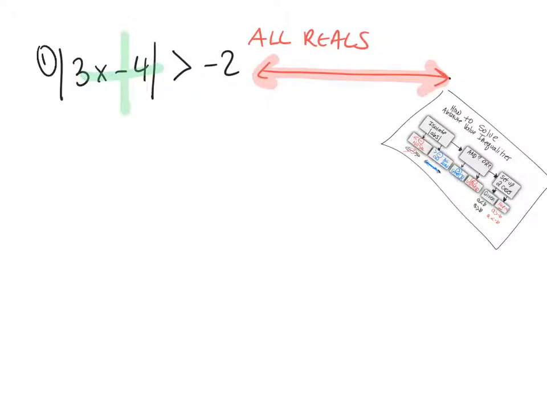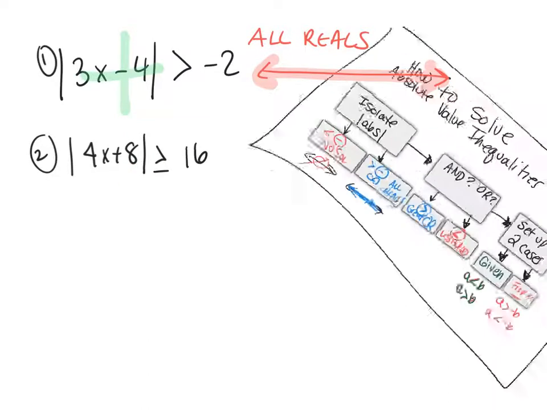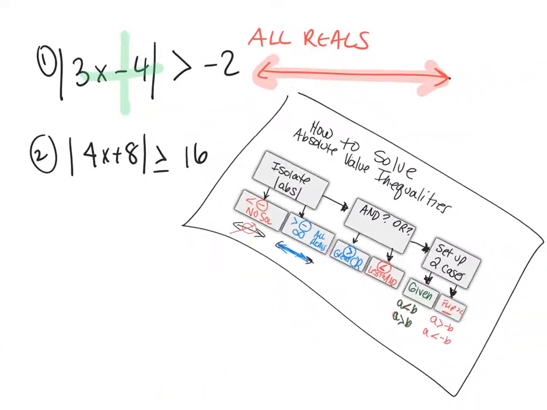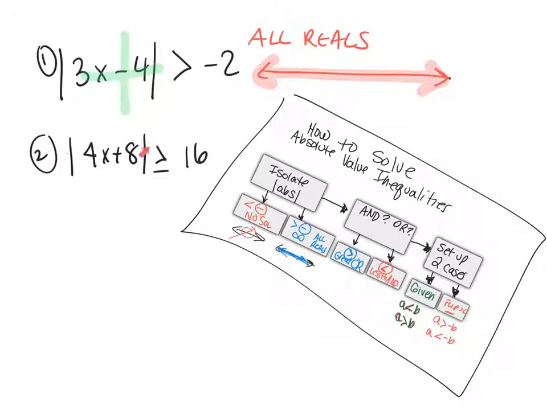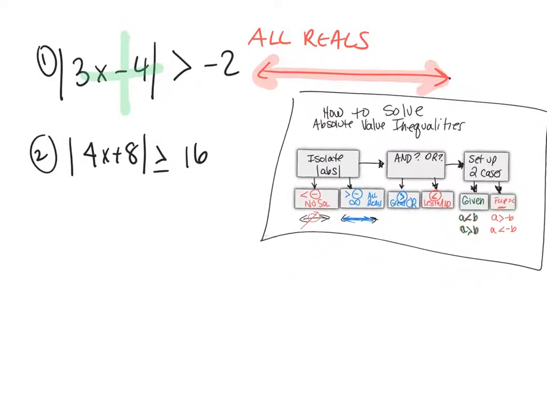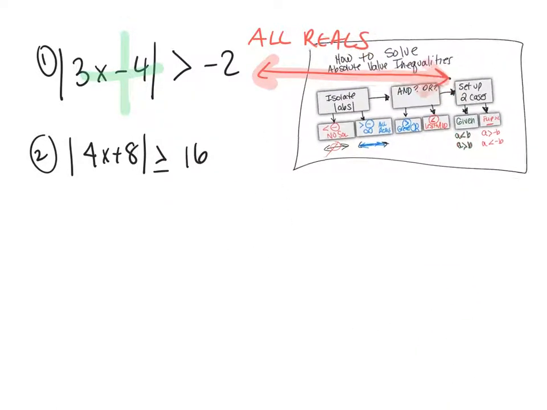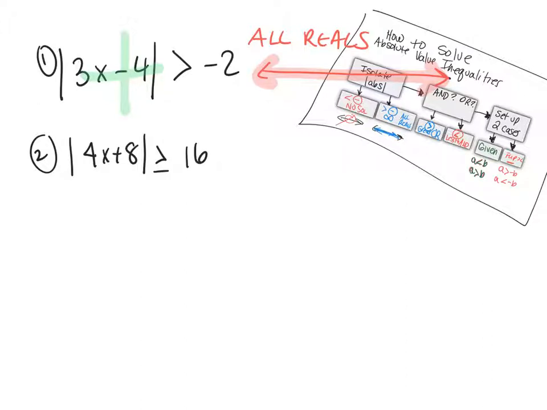Number 2 on the study guide was solve and graph: the absolute value of 4x plus 8 is greater than or equal to 16. So, looking back at our flow chart, is it isolated? Yes, I have the absolute value by itself. Is it anything to do with a negative? No, because 16 is positive, so you go to the next. Is it an and? Is it an or? This is a greater than symbol, so I already know that this is immediately an or inequality.